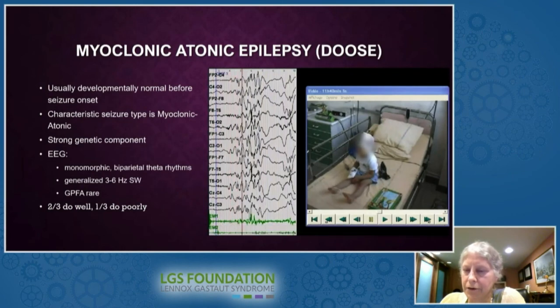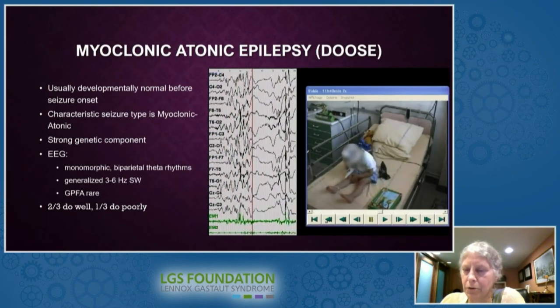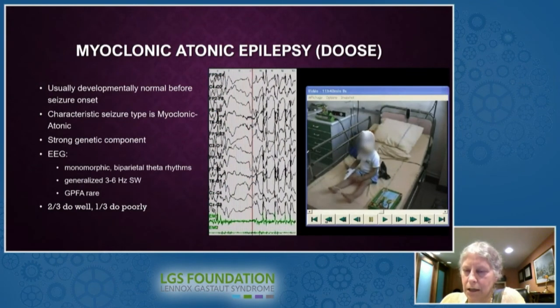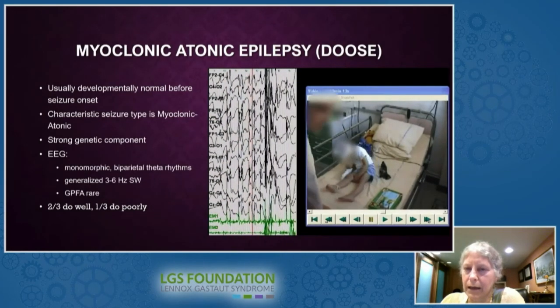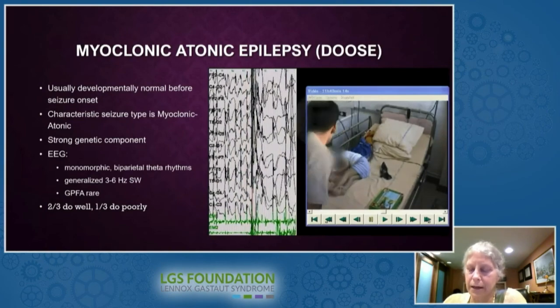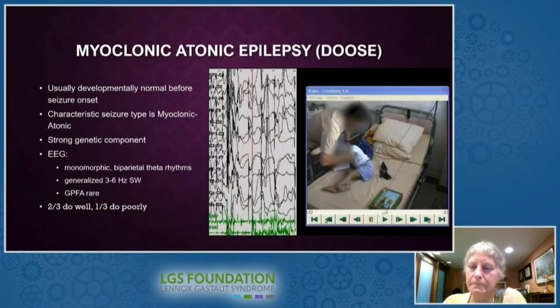So here you'll see some myoclonic component, and then a bit of an atonic component, in a child with myoclonic atonic epilepsy. These kids can respond very nicely to the ketogenic diet.